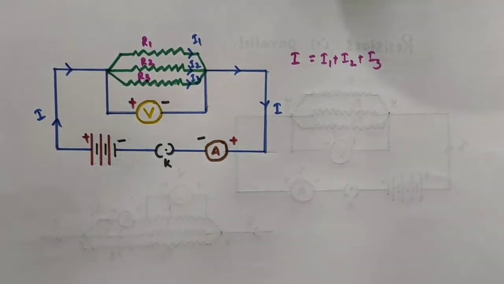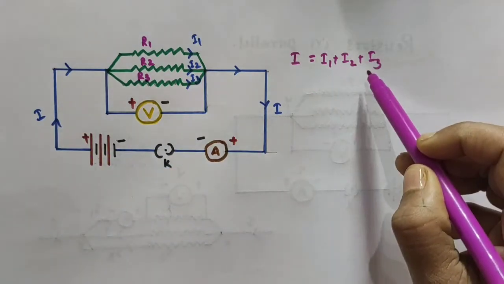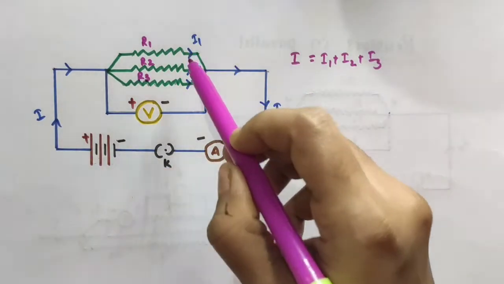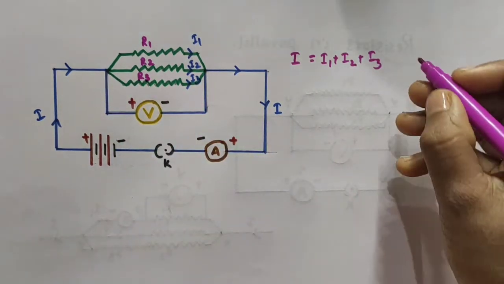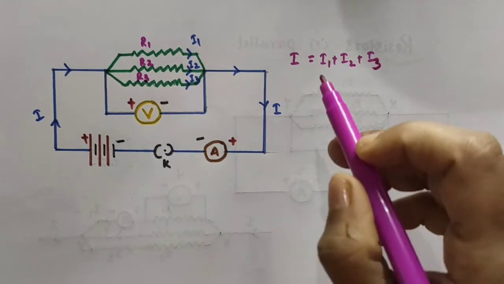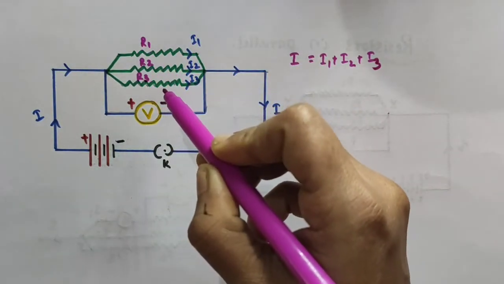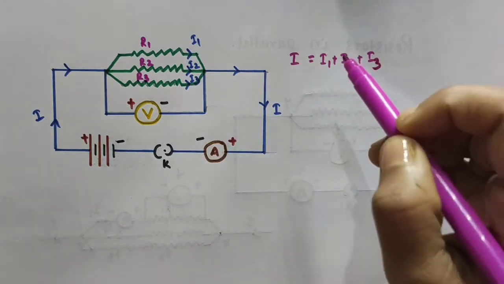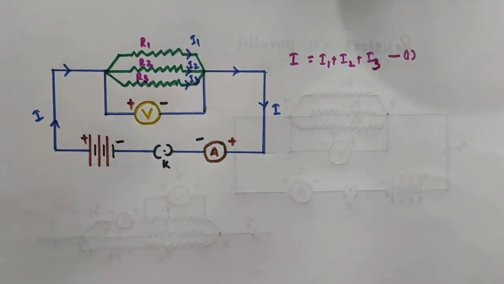Experimentally, it is observed that the total current I is equal to the sum of separate currents I1, I2 and I3 through each branch of the combination. So we can write total current I equal to current through the first resistor plus current through the second resistor plus current through the third resistor. So I equal to I1 plus I2 plus I3, and I am taking this as equation number 1.